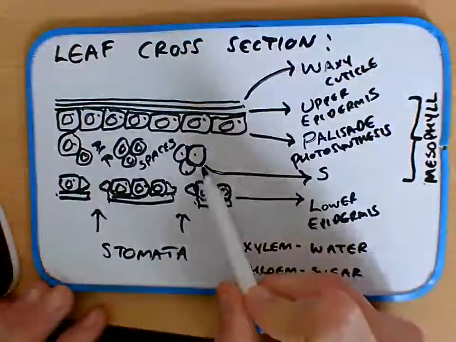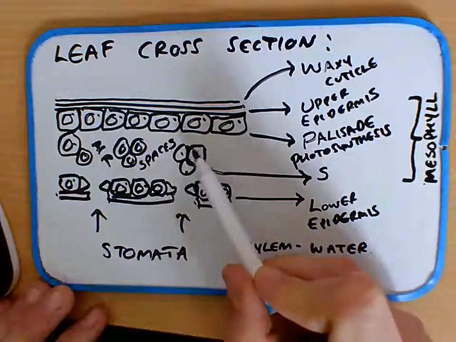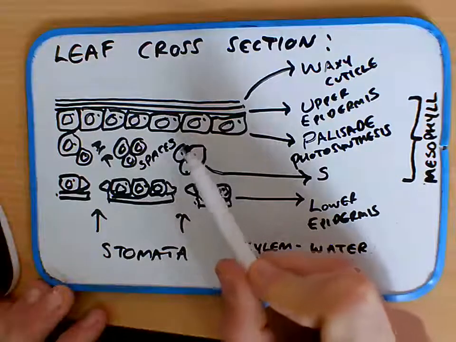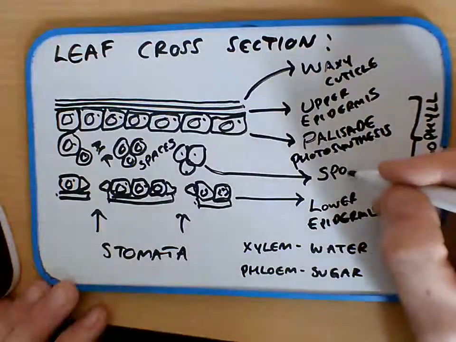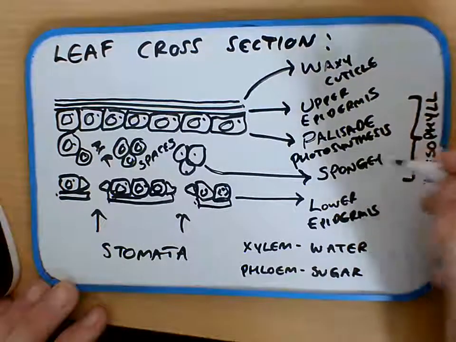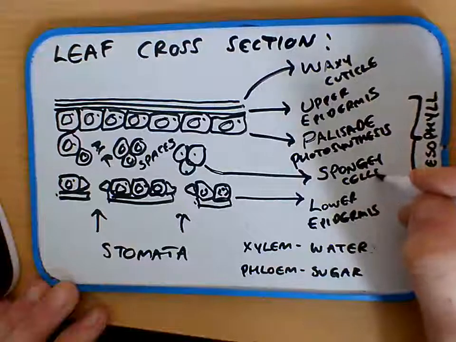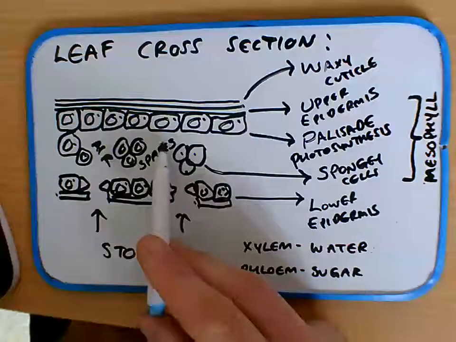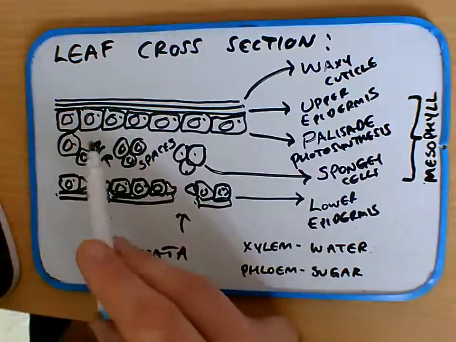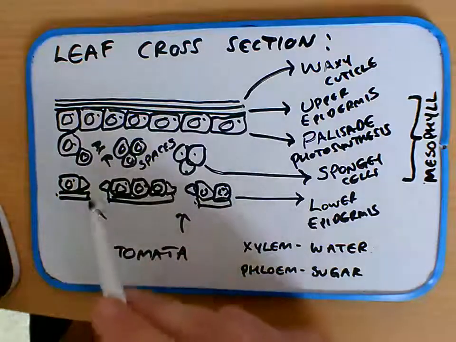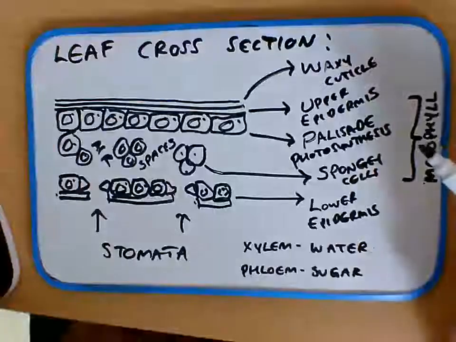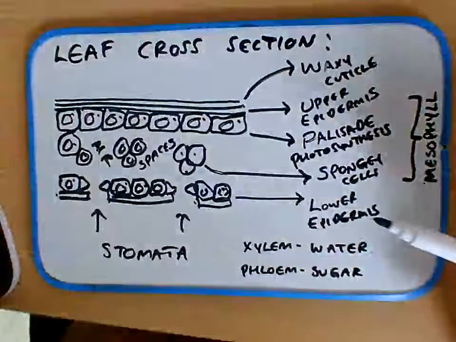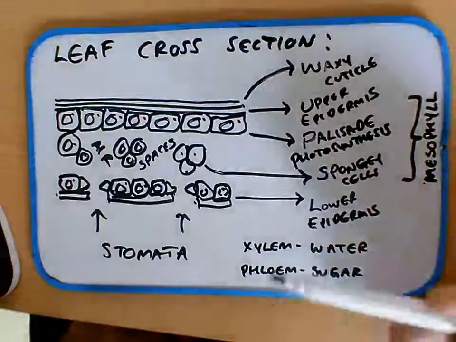Now, you've also got these more rounded cells, and they tend to have fewer chloroplasts, and they're much rounder, and they're called the spongy cells. Now, because they're round, they actually create spaces, and these spaces here are called air spaces, so that will allow oxygen and CO2 to be exchanged in and out of the leaf. The leaf's a little bit like the lungs in the human body to a degree, where it exchanges gases.